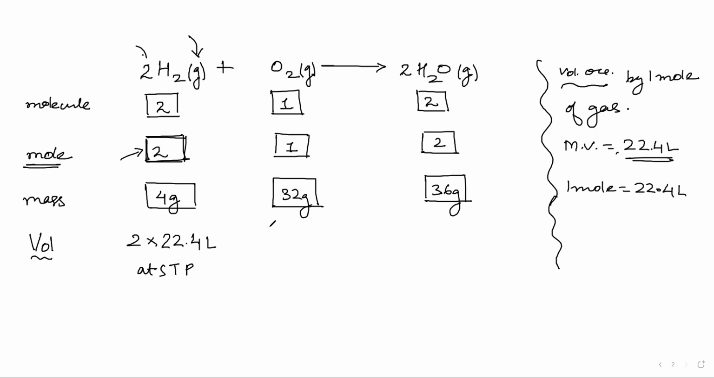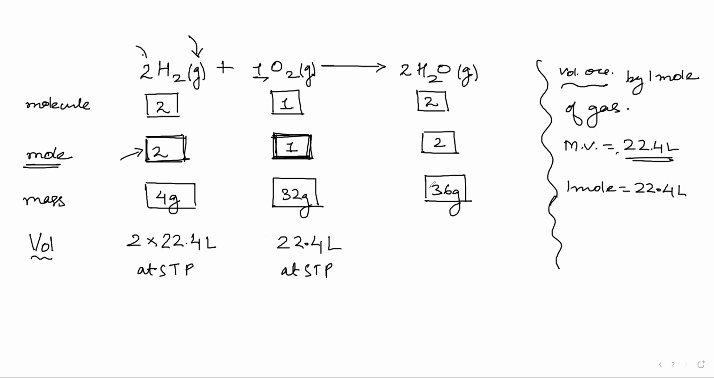Now for oxygen, what will be the volume? You have to keep the molar picture in mind. Everything we are extracting is from the molar picture. So how many moles of oxygen do we have? 1 mole. So what will be the volume? 22.4 liters at STP.